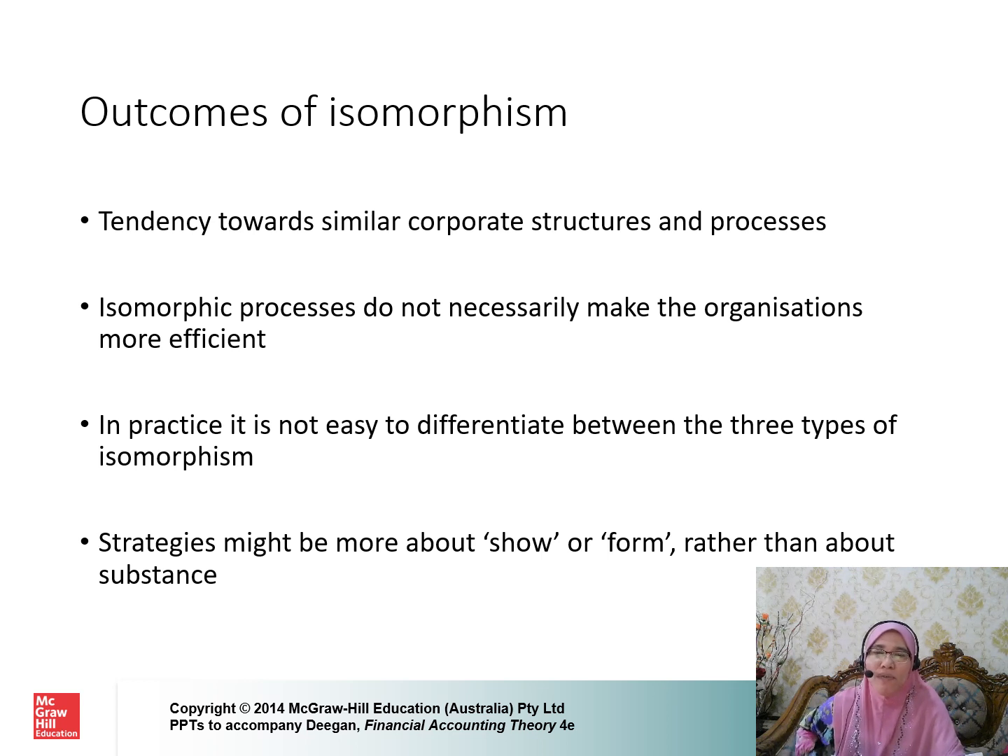So the outcome of isomorphism, either coercive, mimetic, or normative, is a tendency toward a similar corporate structure and processes. And isomorphic processes do not necessarily make the organization more efficient, because the reason why they adopt a particular practice, if it is coercive, is because they have been pressured by a powerful stakeholder. If it is mimetic, because they want to gain advantage. If it is normative, because they want to be seen as at par with other companies.